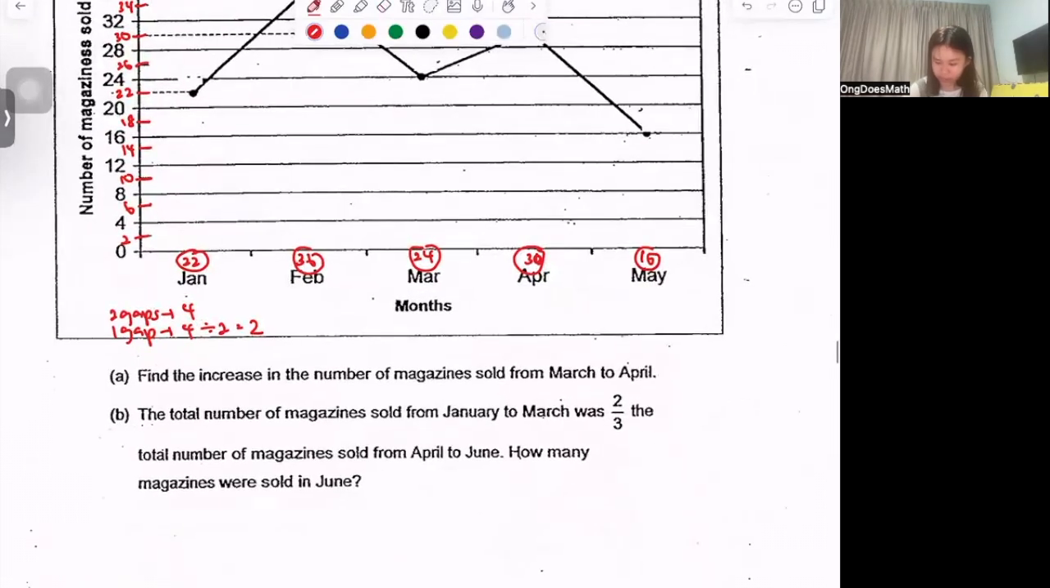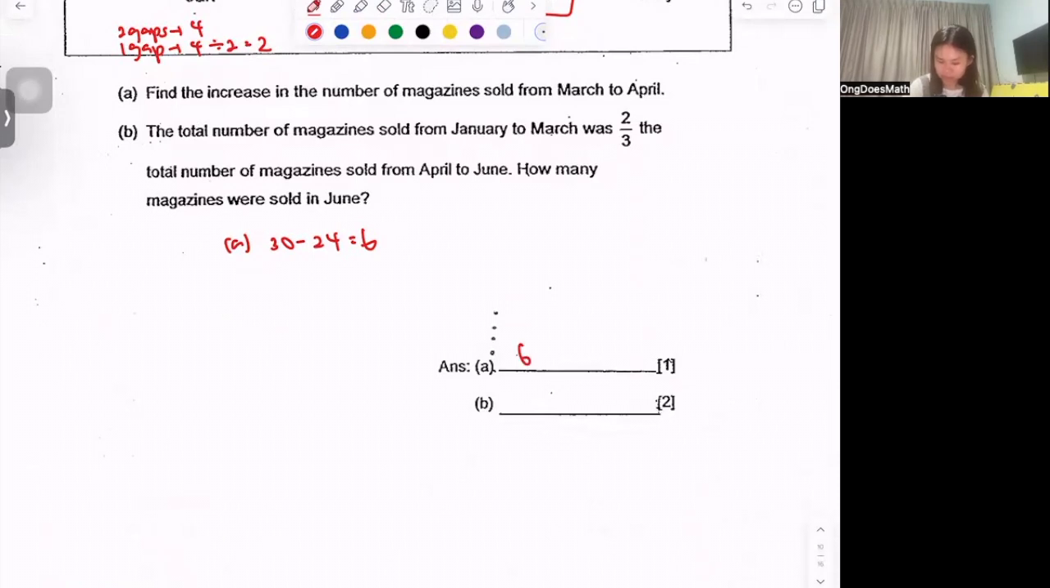What's the increase from March to April? March is 24, April is 30. So part A, what's the increase? Just 30 minus 24, which is 6 magazines. So part A answer is 6.